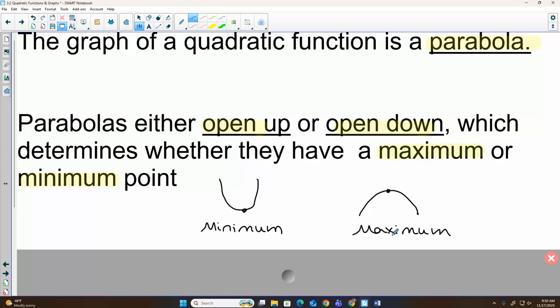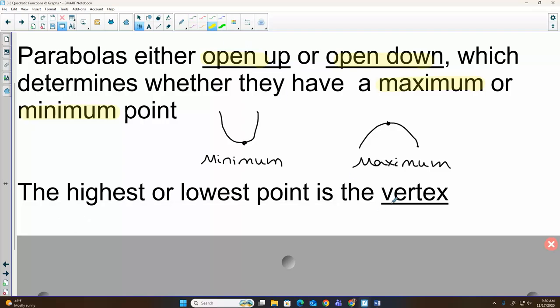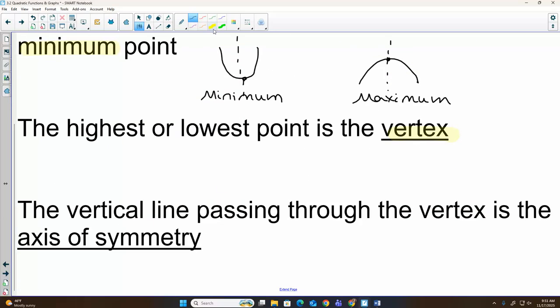What else is that called? It has a special name. The vertex. So that highest or lowest point is called the vertex. And when you graphed these last year, you talked about the vertical line that would go through the vertex because the graph is the same on both sides of that. What do we call that vertical line? Anybody remember? The axis of symmetry. So it's a vertical line that cuts the graph in half. It's the same on both sides.